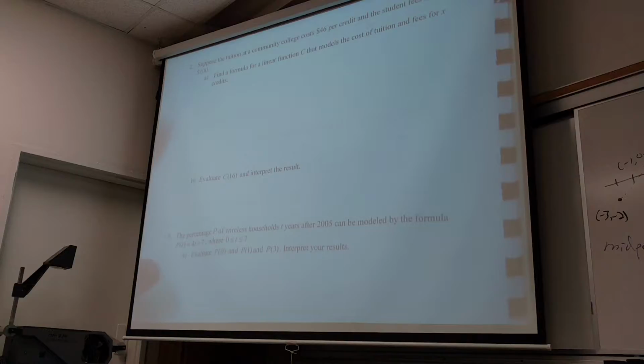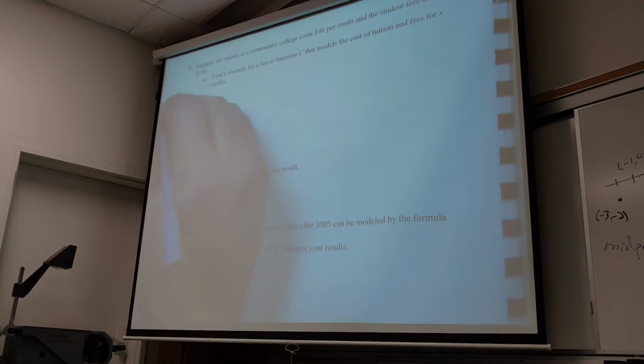So let's see what we can do with number 2 here. Suppose that the community college costs $46 a credit, and the student fees are fixed at $100. So if you want to become a student at this college, I don't care how many credits you take, you have to pay at least $100. It's set. Does it change? No. Now, if the person took 1 credit, and that's it, how much total money do they owe the college? 146. If they took 2 credits, 119.